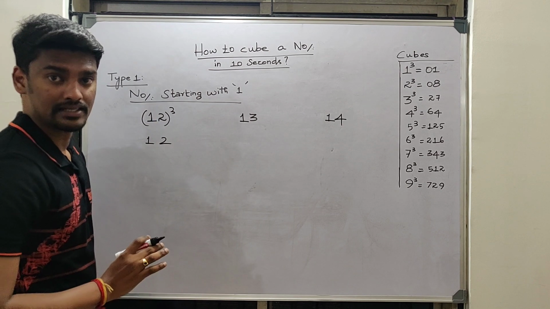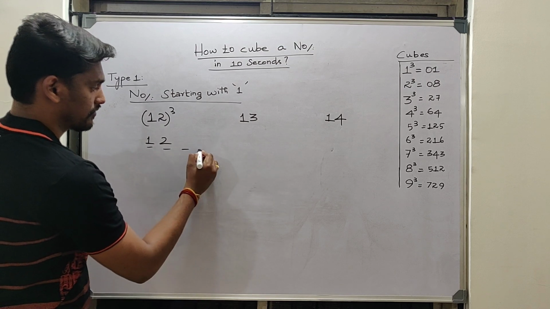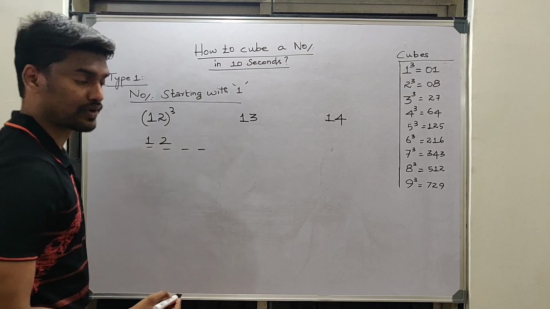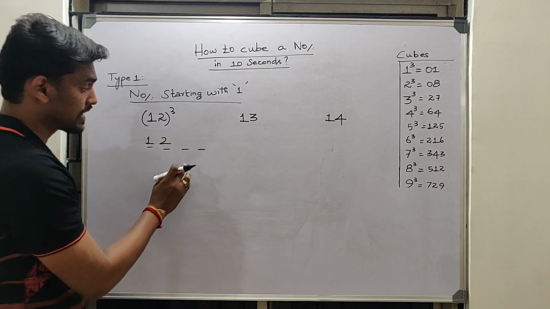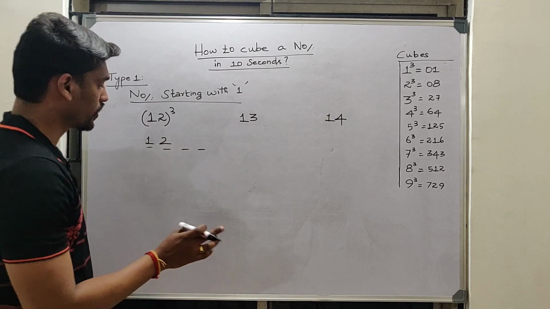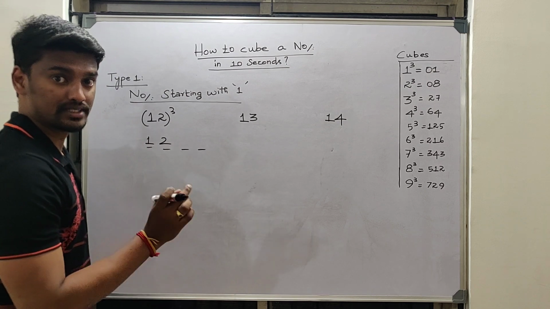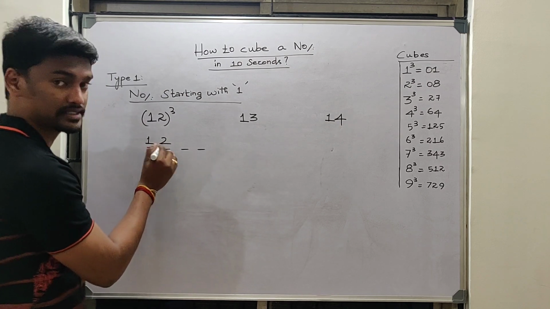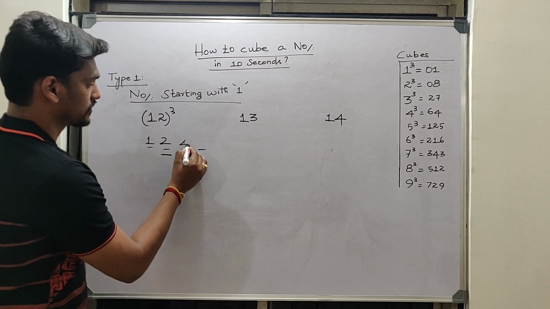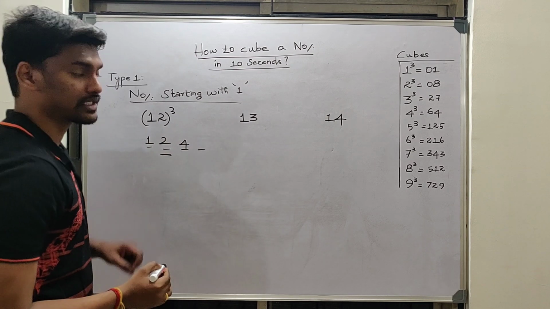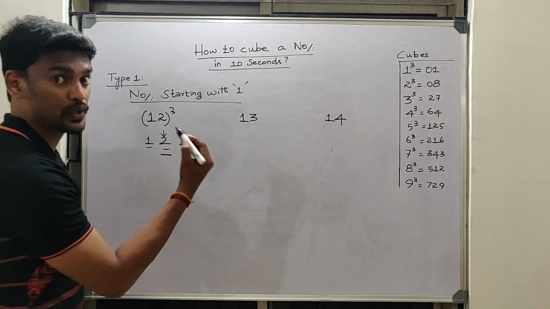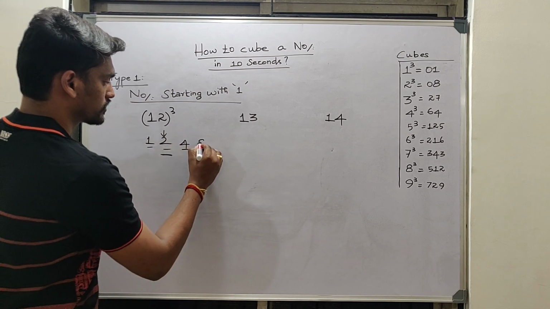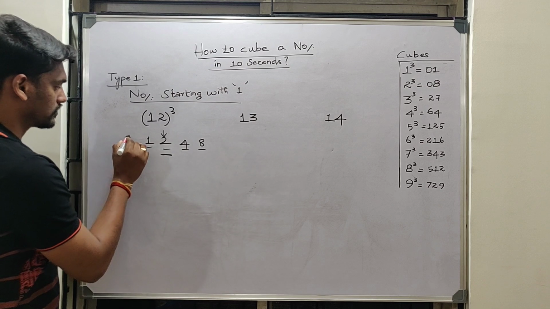So I have written 12 as it is. For understanding purpose we'll put 4 dashes over here. In the first step, I have written 12 as it is. In the third dash, I am going to square the number. Which number? Square the second number which is written over here. So 2 square is 4. In the fourth dash, once again I am going to take the second number and cube it. So 2 cube is 8. So this is the first step.